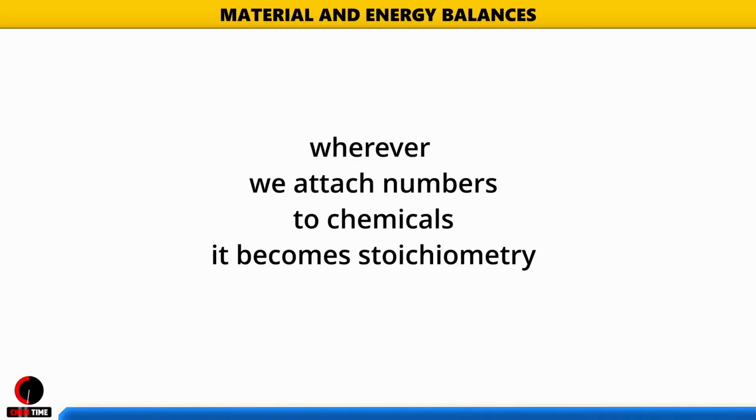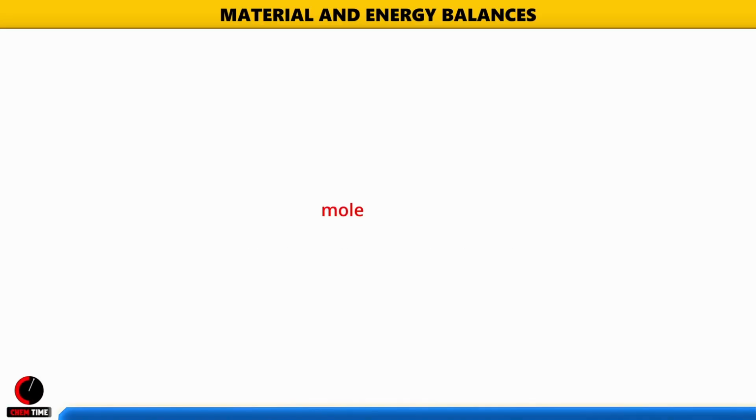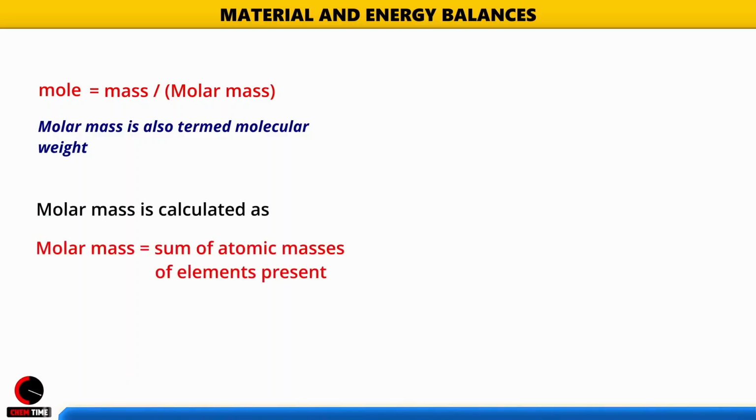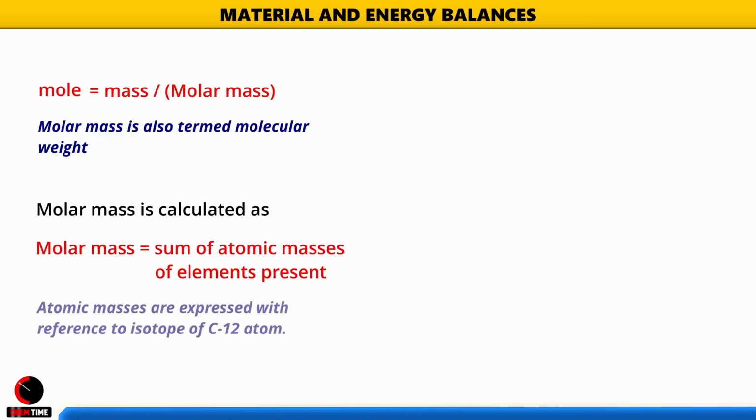And the first concept in stoichiometry is mole, and mole is defined as mass by molar mass. Some people use the word molecular weight in place of molar mass also, and molar mass is calculated as sum of atomic masses of elements present, and atomic masses are expressed with reference to isotope of C12 atom.